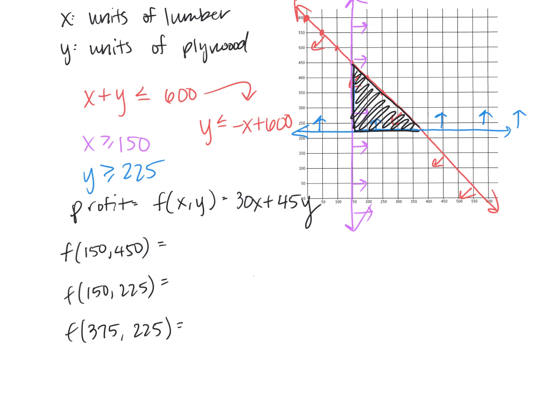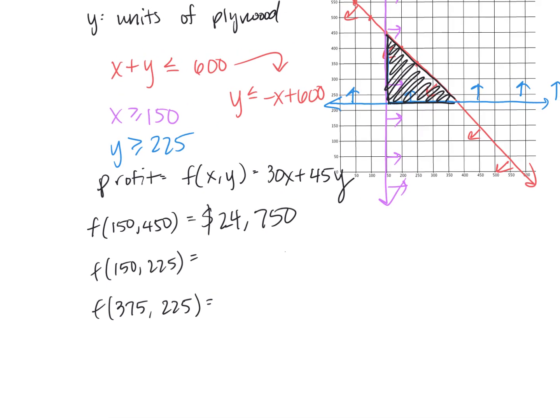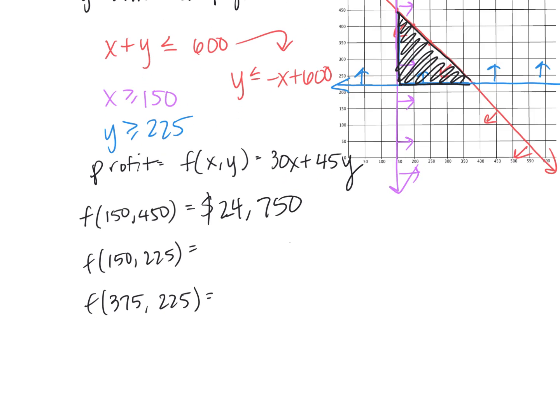Okay, guys, did anyone else get 24,000? 24,750? Yeah. Thanks for that confirmation. Then 150, 225. Is that going to change things much? Let's go see. We're only making 14,625 with that one. Thanks, buddy. And then if my X was 375 and Y was 225, 21,000, anyone? Thanks, Al.